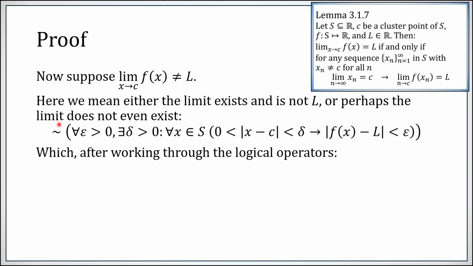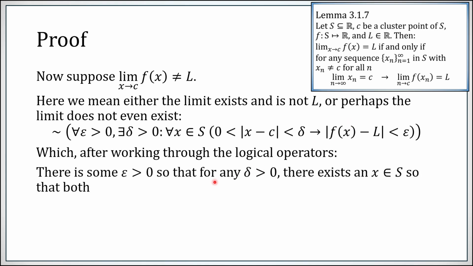So after working through it: a negated universal becomes existential, a negated existential becomes universal. How do you negate a conditional statement? This hypothesis must be true, but this conclusion is false. We get there exists an epsilon, so that for any delta, there exists an x which is in S, so that two things hold. This hypothesis is true, but this conclusion is false.